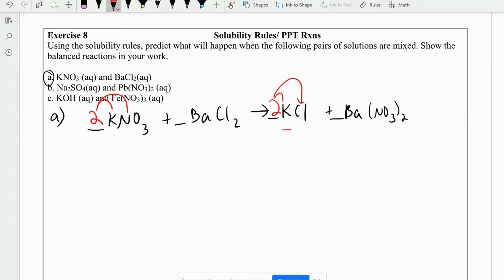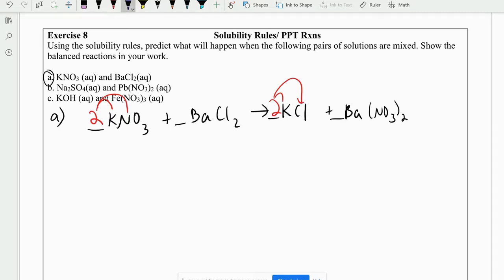Look at the products. Is potassium chloride going to be aqueous? Is it going to stay as ions in solution, or is it going to drop out as a solid? Or could it be that barium nitrate is the solid? That is when you need to go back up to your solubility rules. And I will give you a second here to tell me what happens.